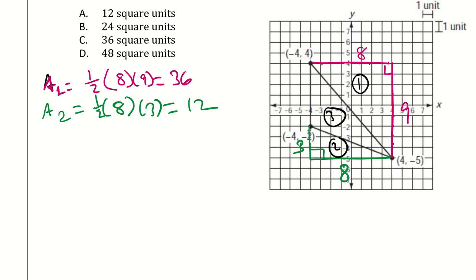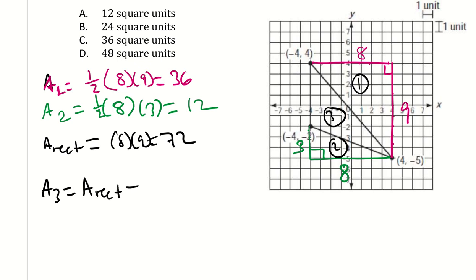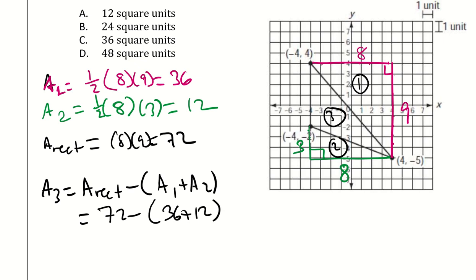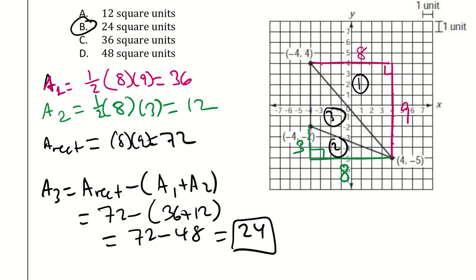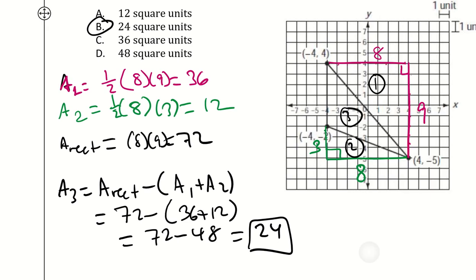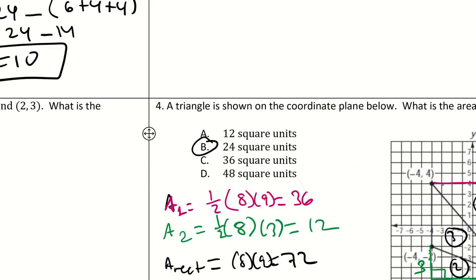And then we need to do the area of the entire rectangle, where the base is 8 and the height is 9, right? So 8 times 9 is 72. Okay, so area 3 is equal to the area of the rectangle minus area 1 plus area 2. So 72 minus 36 plus 12. So 72 minus 48, which is equal to 24. And that's the area of that triangle. That's how you deal with coordinate problems with triangles, because finding the right angles for this kind of triangle is a pain. So it's easier to just do it that way.